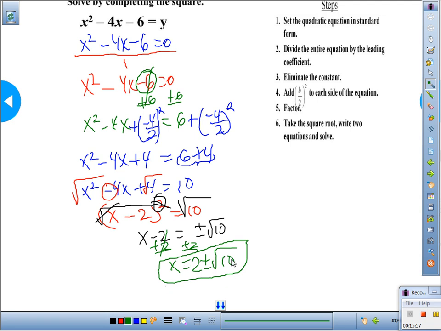However, cautionary note, what if this was like the square root of 75, like in the warm-up? What would we do? You factor out the perfect square.